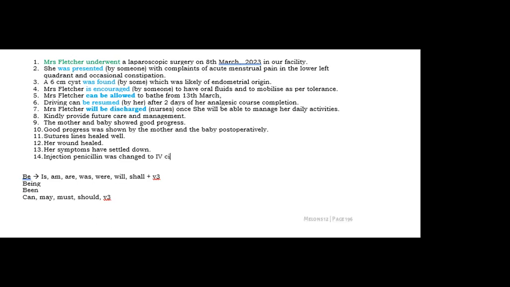Simplex. Spelling. Okay, sorry, maybe whatever it is. I don't know. Fine. So injection penicillin was changed to IV. Once again, spelling, please. I would like to know that. Learn that.